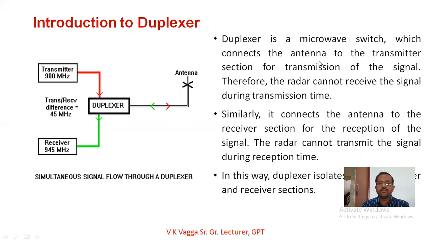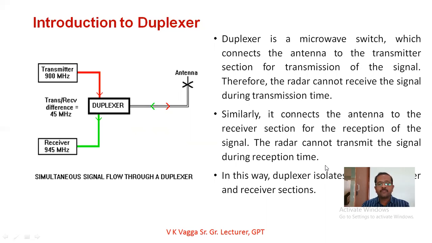If it gives the connection for the transmitter, it is transmitting the signal, and it can't receive the signal during the transmission time. In the same way, similarly, it connects the antenna to the receiver section for the reception of the signal. The radar cannot transmit the signal during the reception.